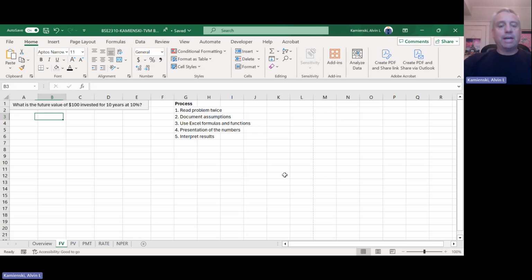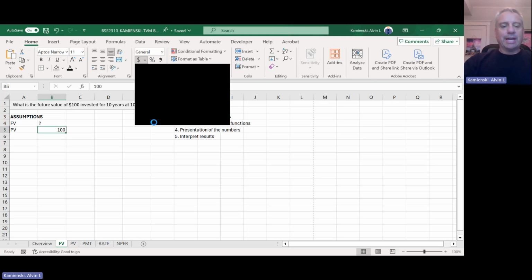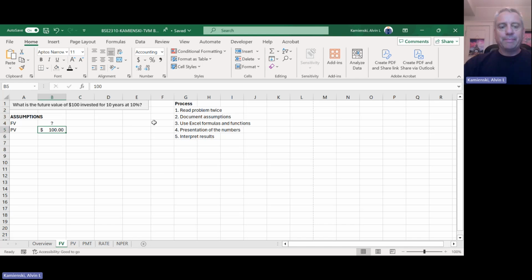Having read it twice now, let's go ahead and move to part two, which is documenting your assumptions. And so whenever I put the assumptions down, what I'm thinking about is just writing down and labeling what I know. So for example, I'm asking for a future value, which to me, I can just go ahead and label as a question mark because I'm not sure what I'm looking for. But when I see $100 invested, I know immediately that means a present value. And I'm going to go ahead and put that in as $100. And then I'm going to label that as the accounting format.